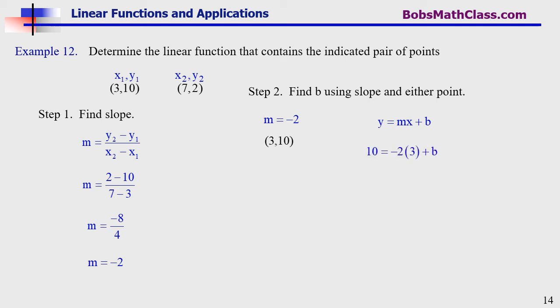All right. So y is 10, m is negative 2, and x is 3. Negative 2 times 3 is negative 6. Here we could just add 6 to both sides. So b is 16. So now we have our m and our b. So we could write our final answer, f of x. Remember, don't use y because they said function, so we want to use f of x. F of x equals negative 2x plus 16.